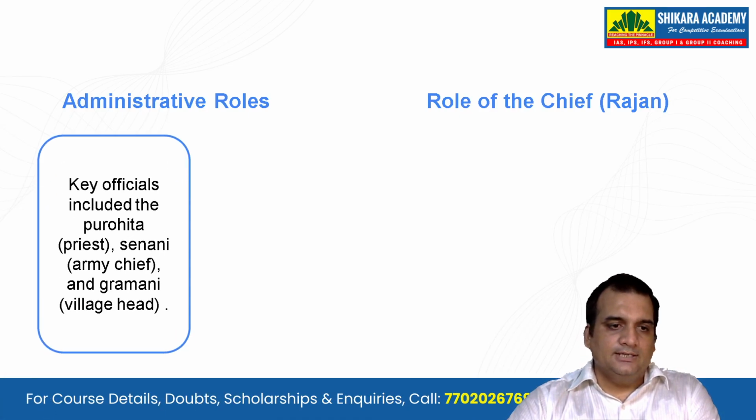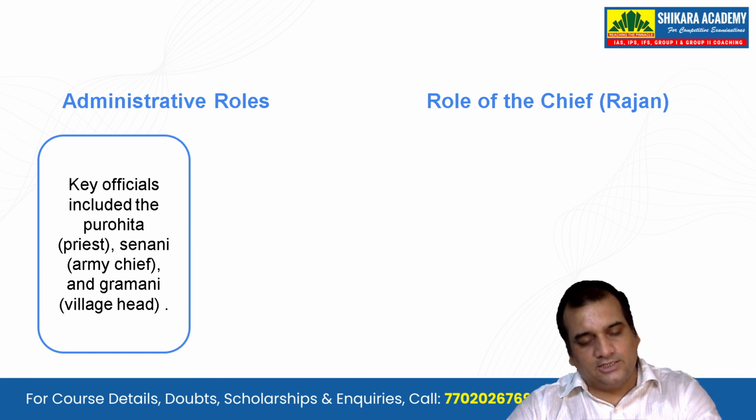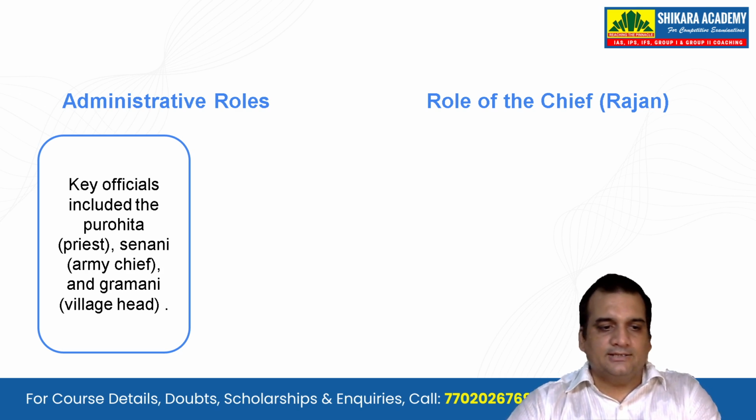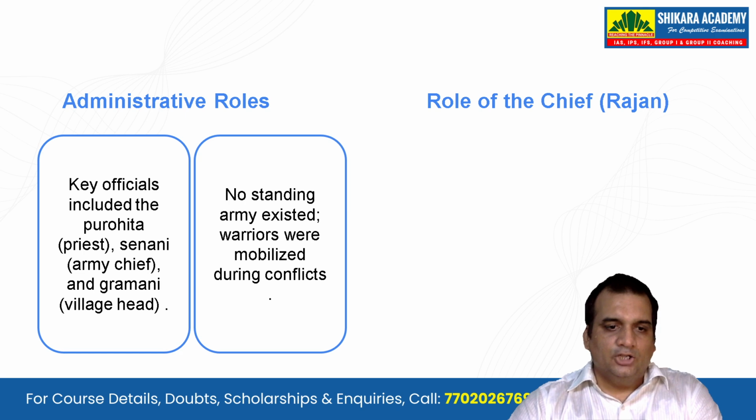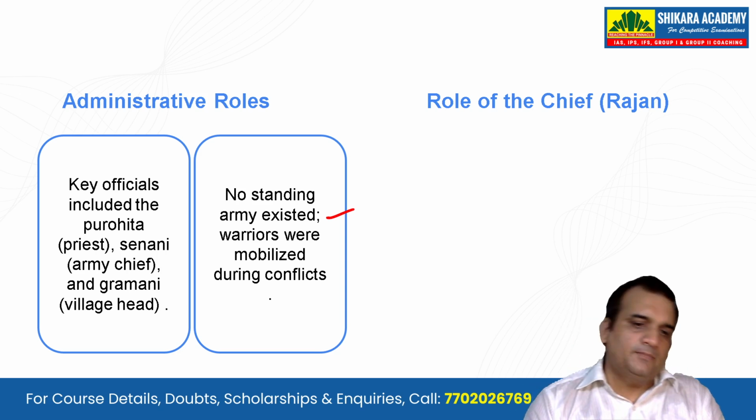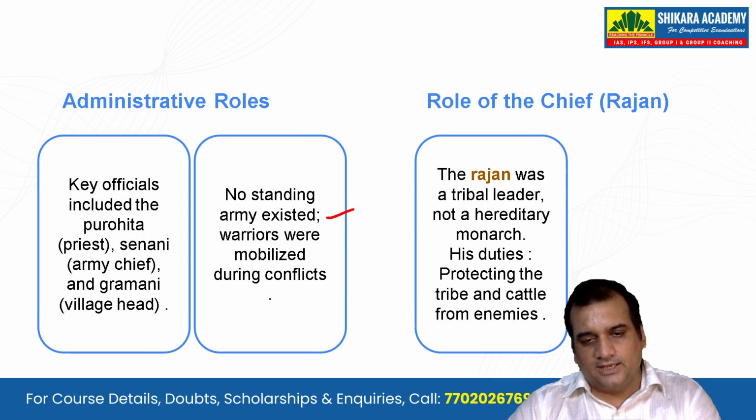Let's see. The key officials included the Purohita, or the priest. The priest was always included while decision making. Then the Senani, the army chief, and the Gramani, that is the village head. No standing army existed. If there was a battle-like situation, they had to mobilize warriors, and those warriors were mobilized during the conflicts.